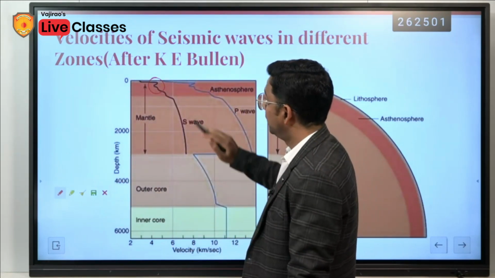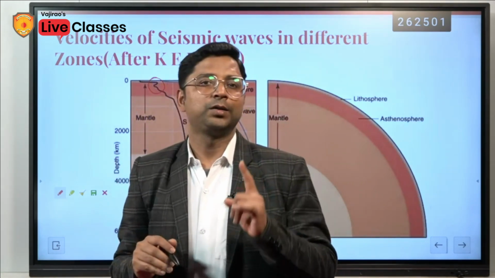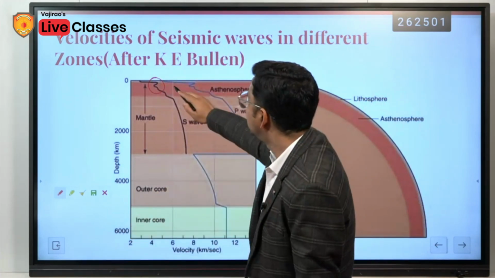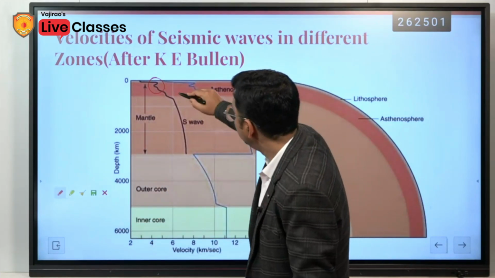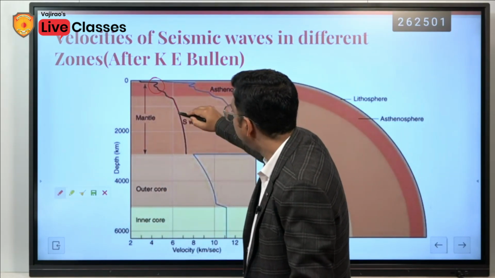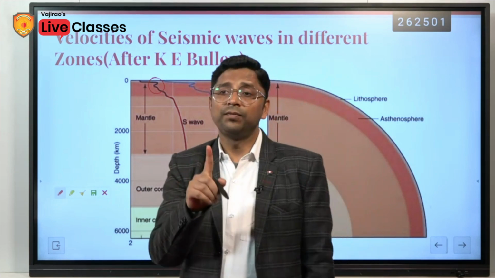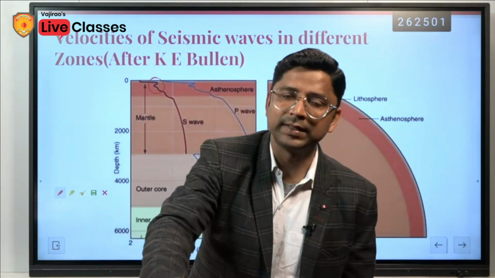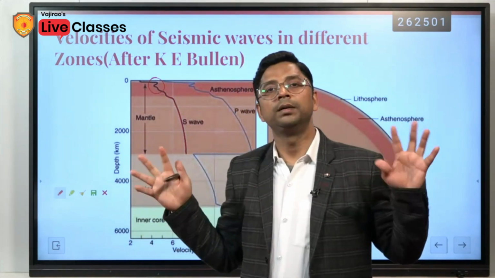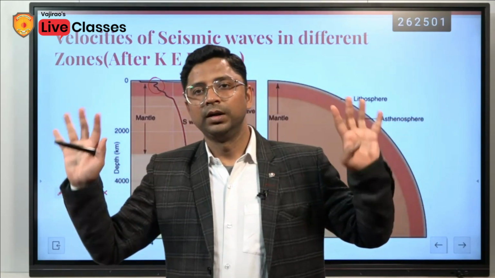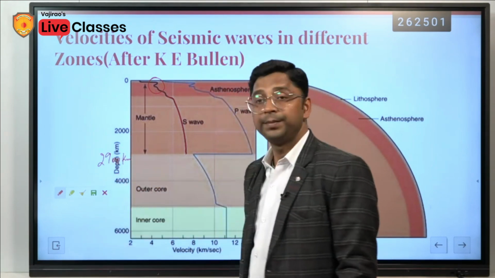But S waves have a characteristic: they are not able to pass through liquids. We know that. But because it was a semi-solid type of thing, they managed to pass through it. After that they entered the mantle, and then suddenly at the depth where the P waves had applied sudden brakes, the S waves disappeared. There are no S waves after this depth, 2900 kilometers.